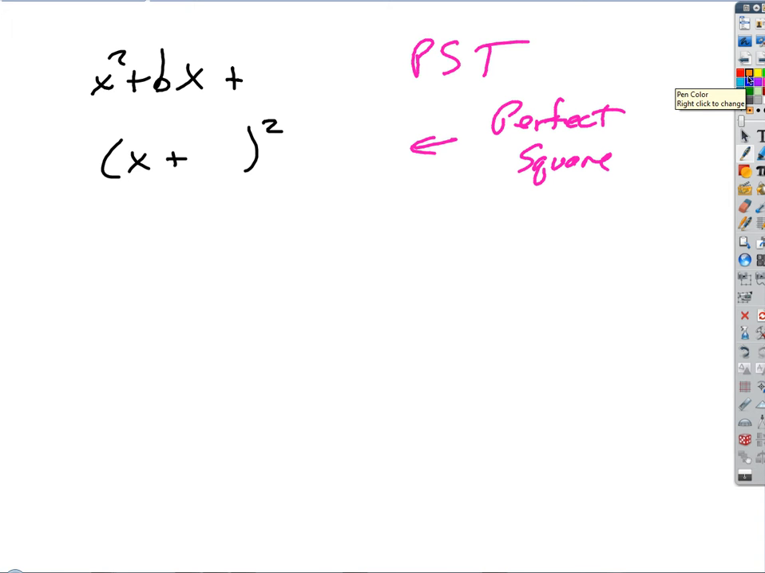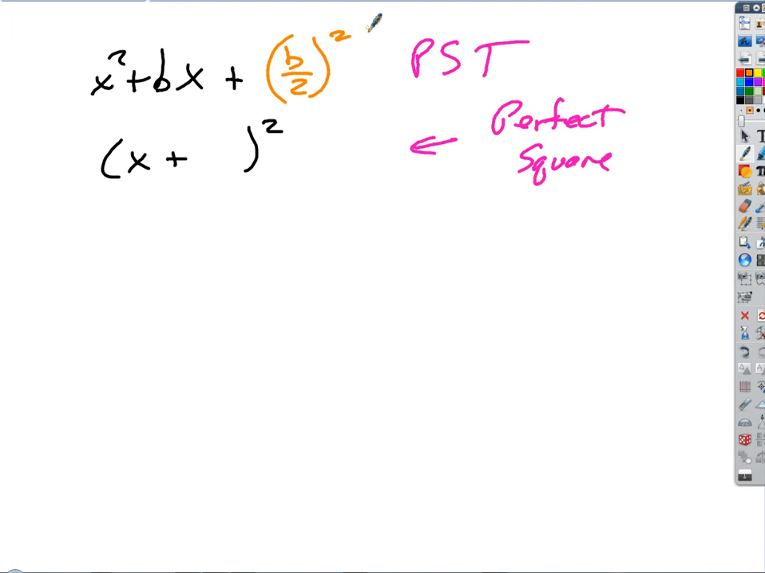Well, not 1. It might in some cases be 1. But in general, if this number in front of x we're going to call b, did you remember? It's you just divide by 2 and then square it. That's it. It's just whatever that number is, so b over 2 squared. Whatever that number ends up being, that's the number we need to create a perfect square trinomial.